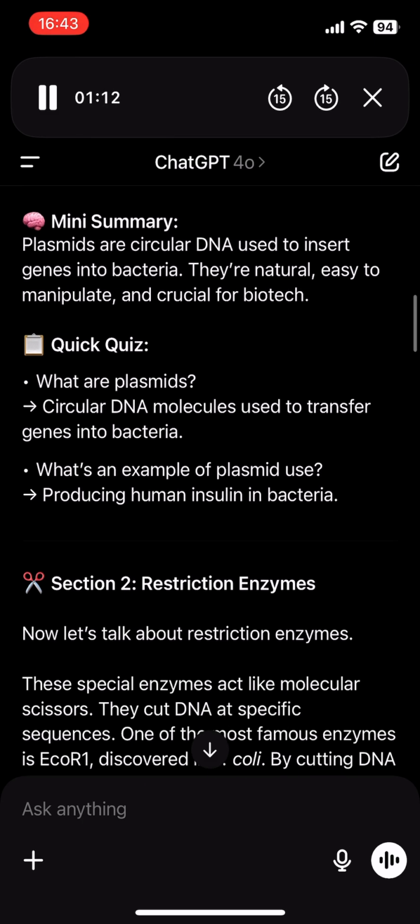Quick quiz: what are plasmids? Circular DNA molecules used to transfer genes into bacteria. What's an example of plasmid use? Producing human insulin in bacteria.